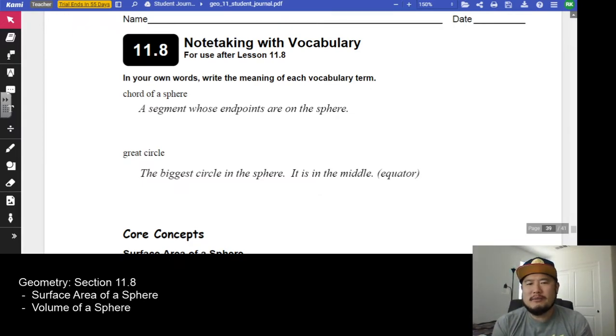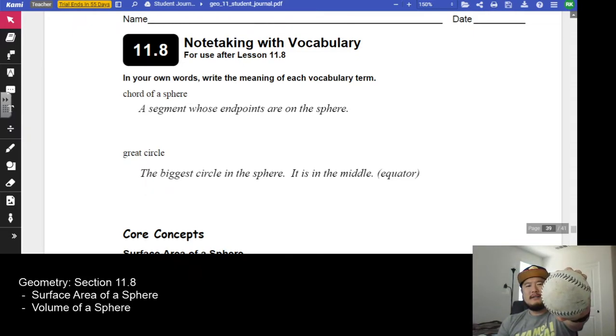We're still going to cover some things to get you ready for Algebra 2, so don't think that we're done just quite yet. So let's talk about that first term we see right here in our vocabulary. We talk about chord of a sphere, a segment whose endpoints are on the sphere.